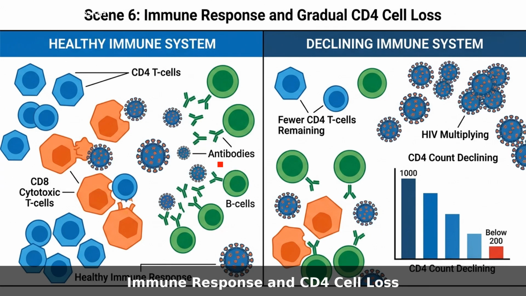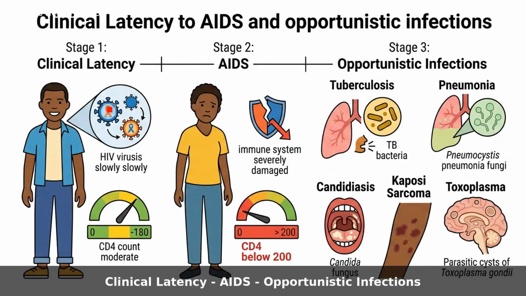People with AIDS become highly vulnerable to opportunistic infections and certain cancers that rarely cause disease in individuals with healthy immune systems. Examples include tuberculosis, pneumocystis pneumonia, oral and esophageal candidiasis, toxoplasmosis of the brain, and Kaposi sarcoma. Without treatment, these conditions can become life-threatening.